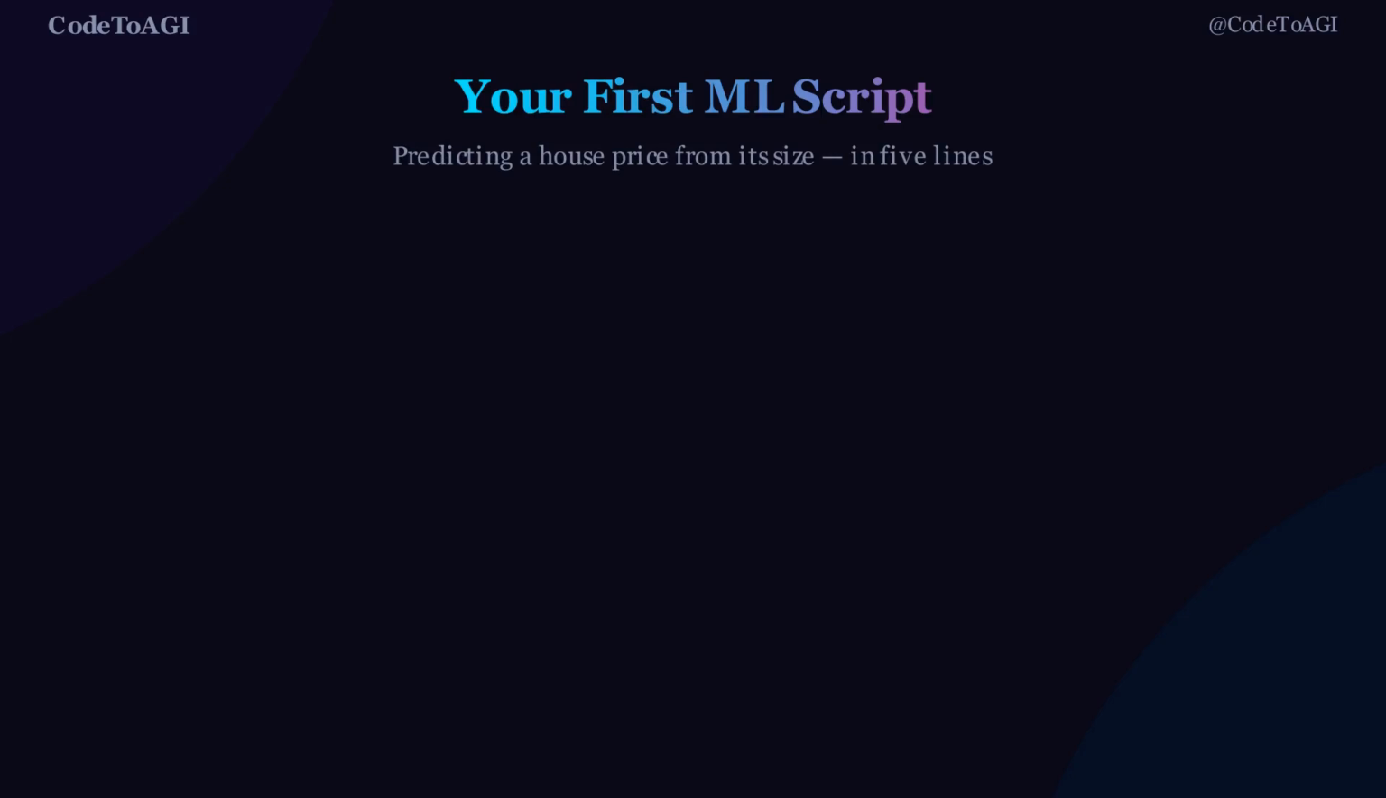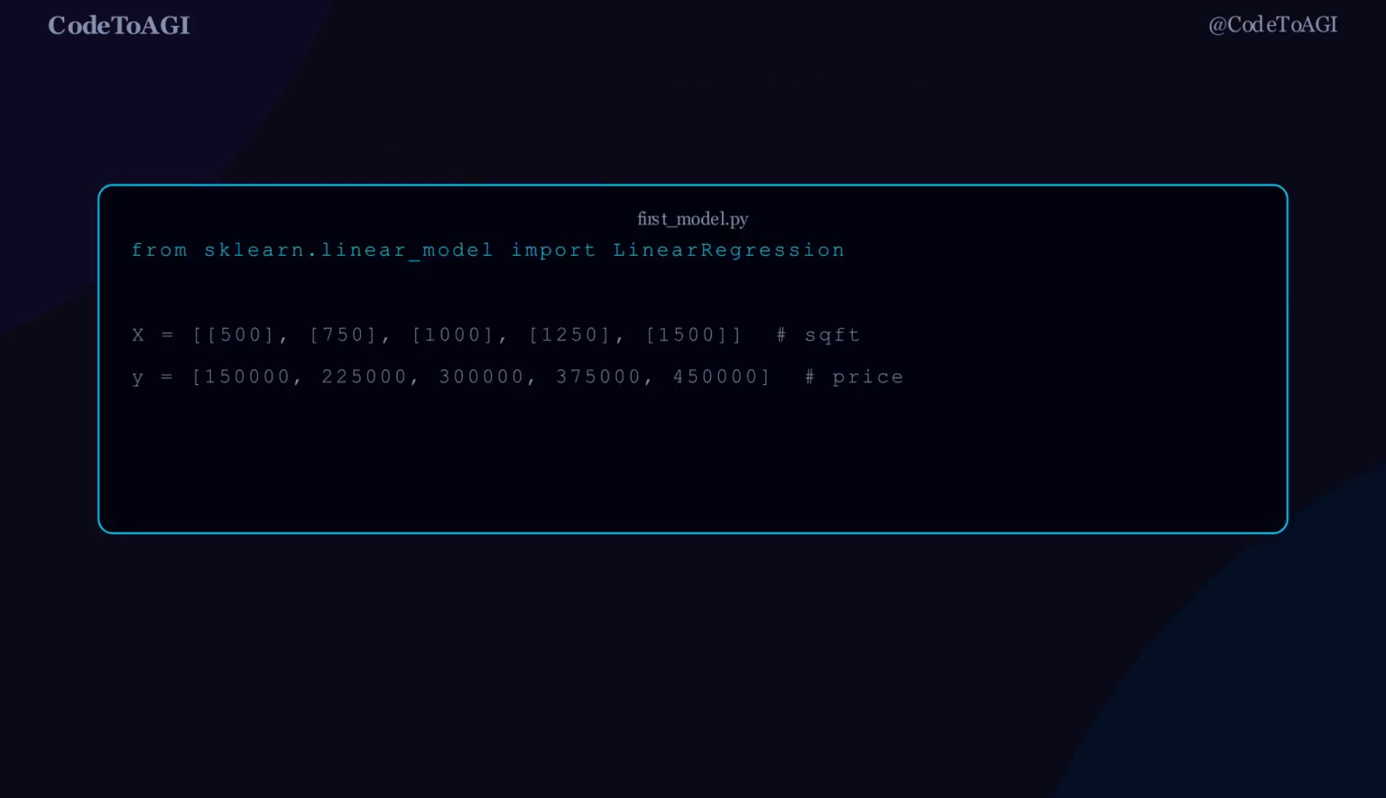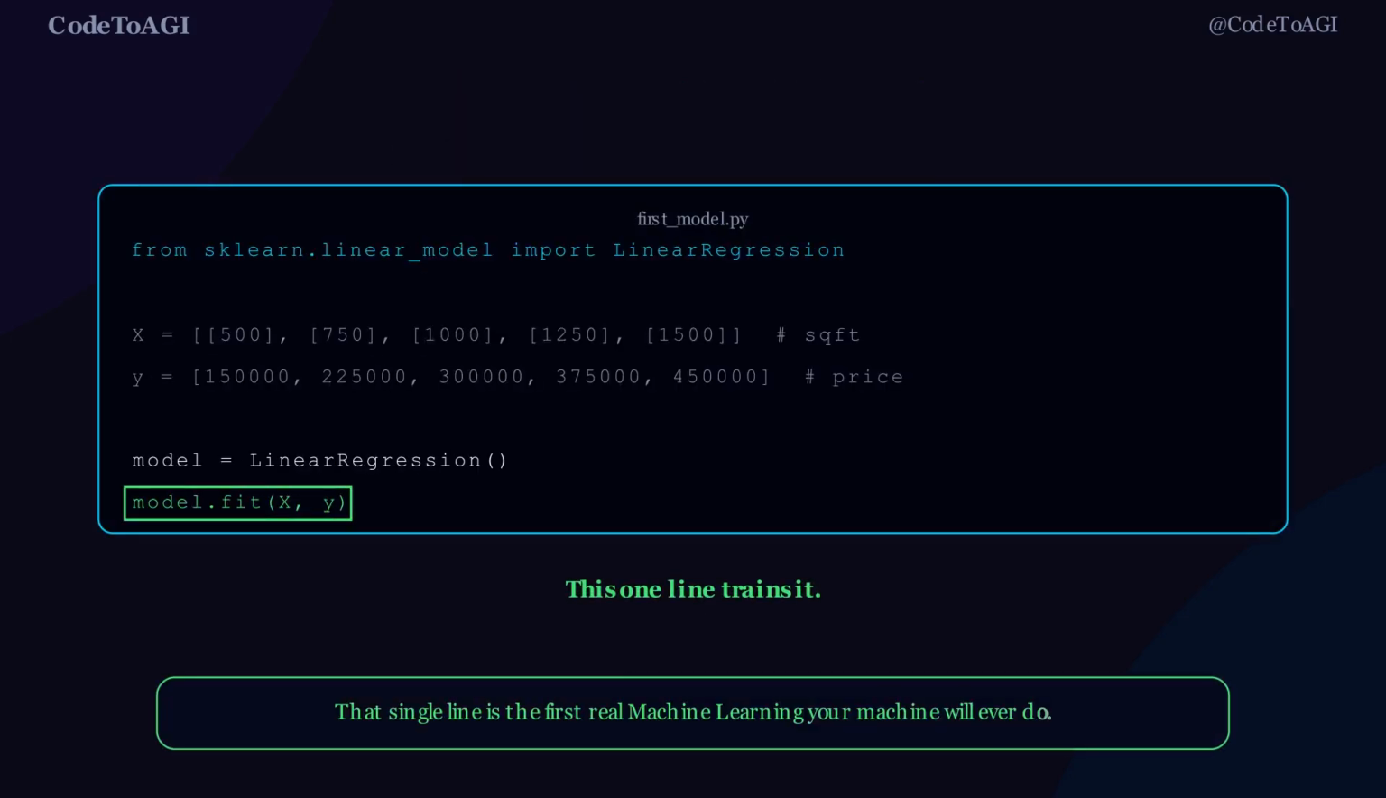Now, the moment this whole episode has been building to. We're going to predict a house price from its size. In 5 lines. First, import LinearRegression from scikit-learn. Then define your data, square footage in, price out. Create the model. Then call one method, model.fit. That line trains it. That single line is the first real machine learning your machine will ever do.